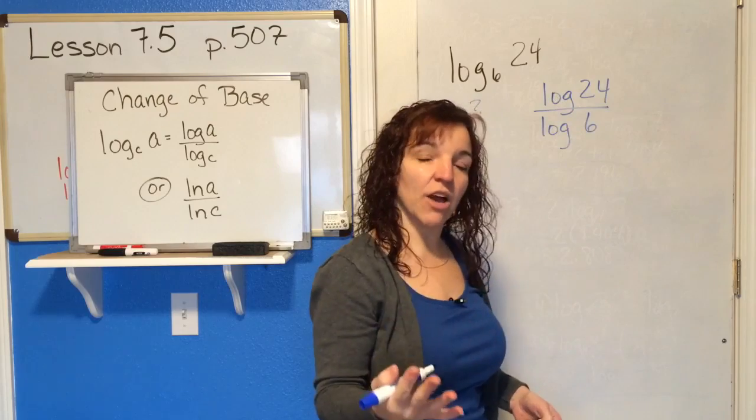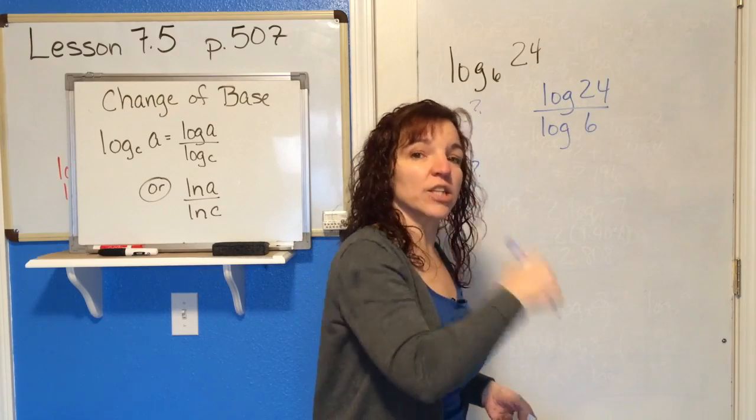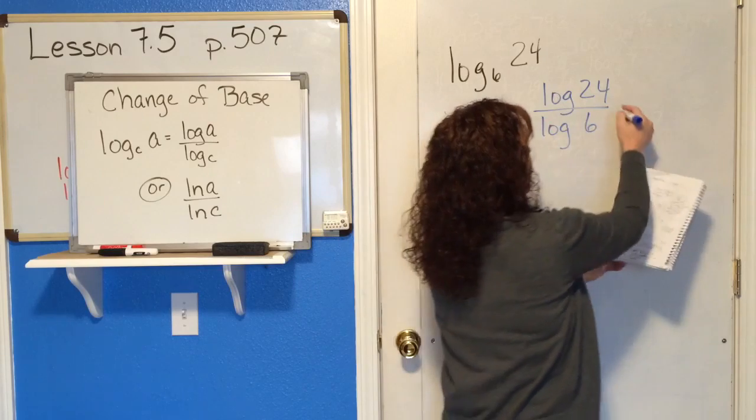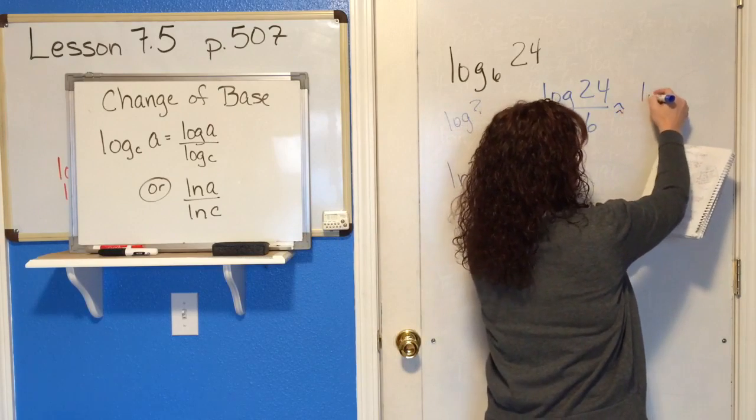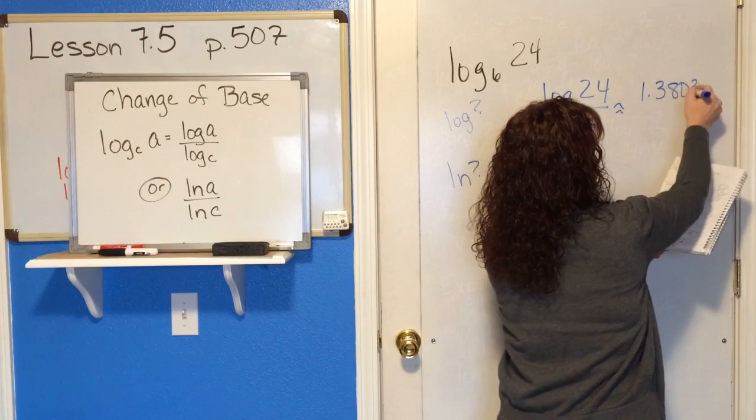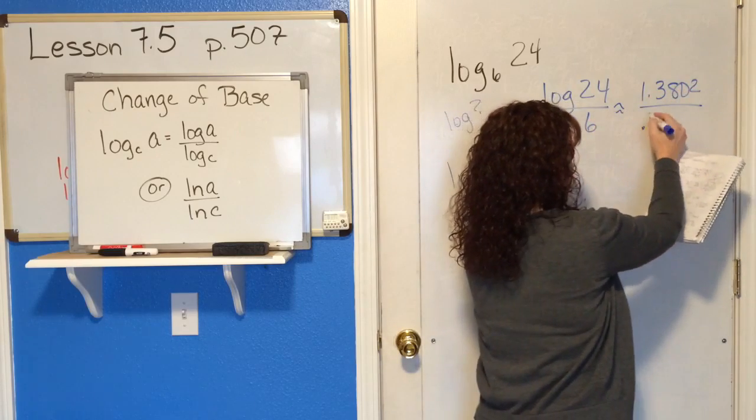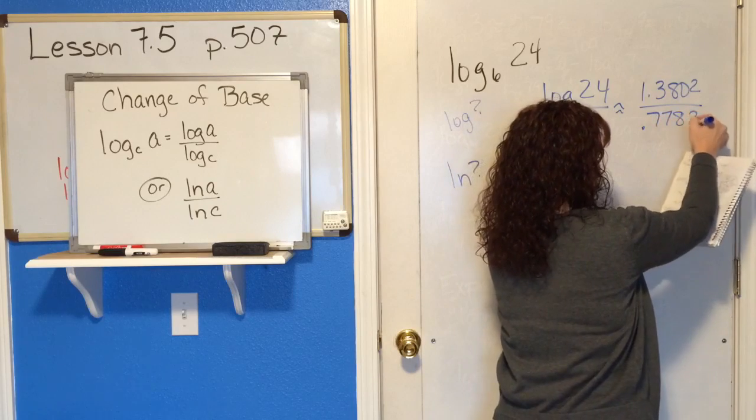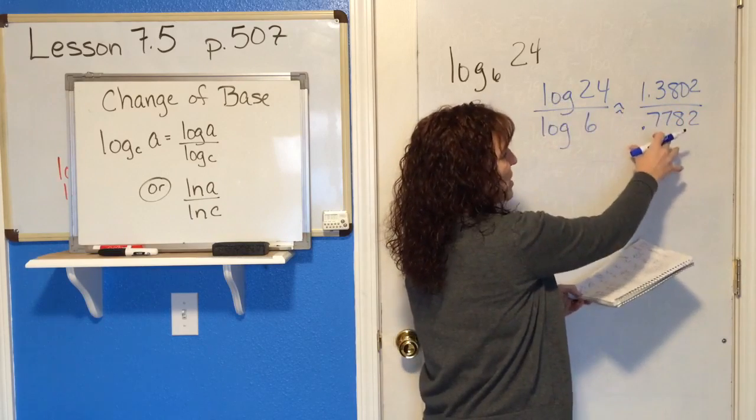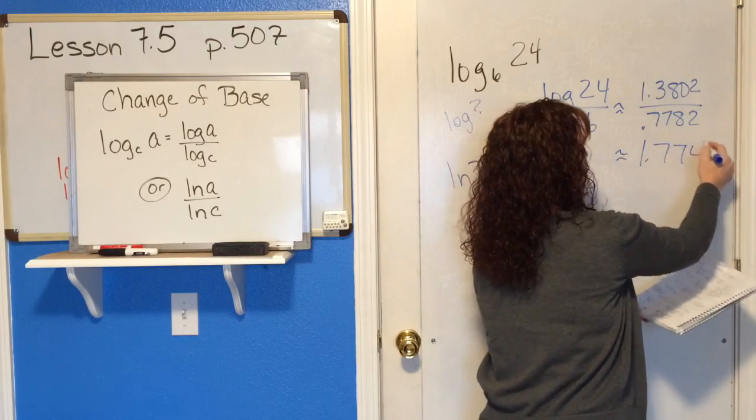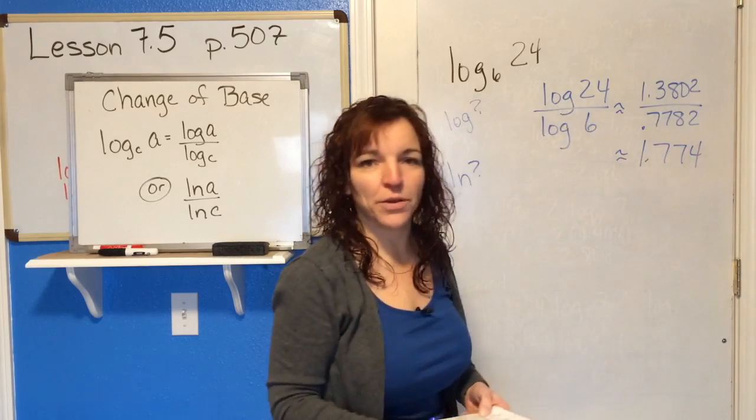If you've got a scientific calculator, you've probably figured out by now, hit the log button first and then 24. So log 24 is approximately equal to 1.3802. And then you put this into your calculator. Log of 6 comes out 0.7782 when you round it. And when you actually divide that out, your final answer becomes 1.774. And that's all you do on those.